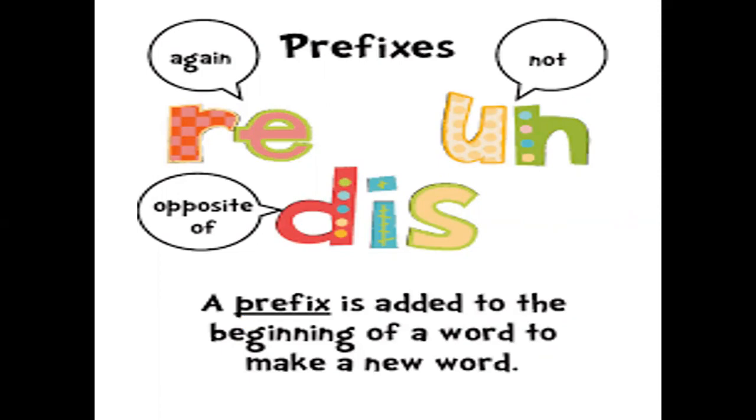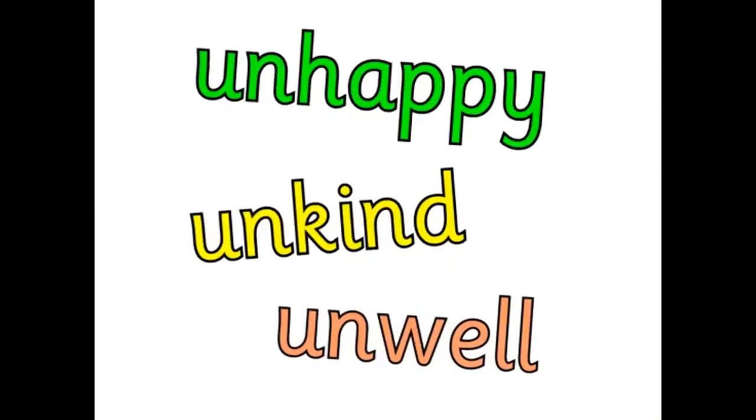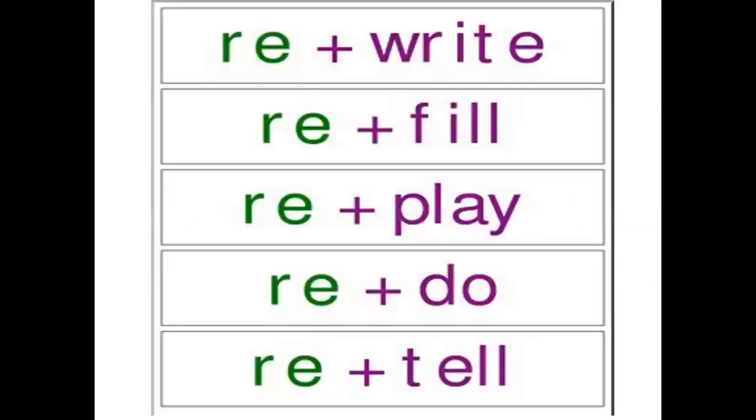Like here we have re means again, un means not, dis means opposite of. The prefix is added to the beginning of the word to make a new word. Like dislike means the opposite of like. Disagree, the opposite of agree. Disobey, the opposite of obey. Unhappy means not happy. Unkind, not kind. Unwell, not well. So here the prefix is un.